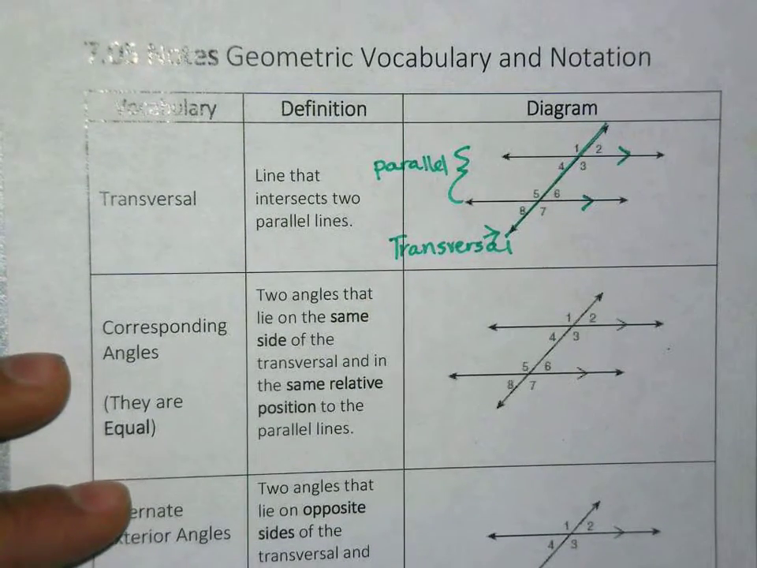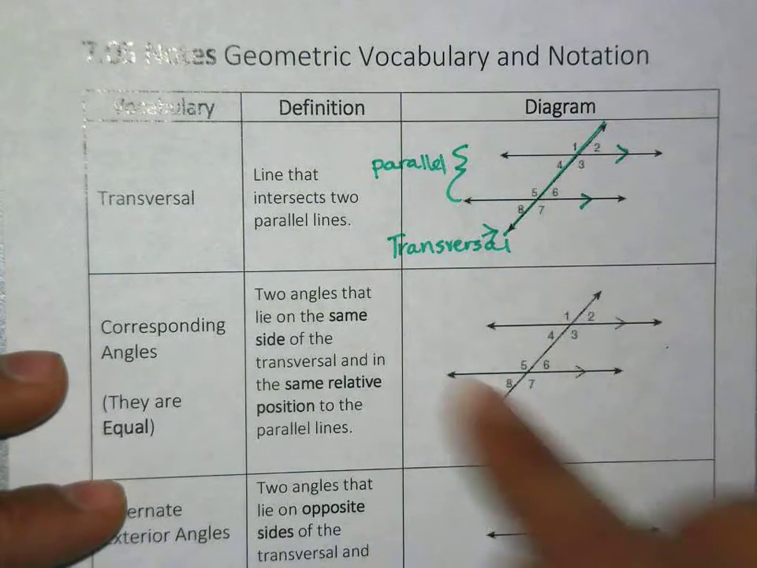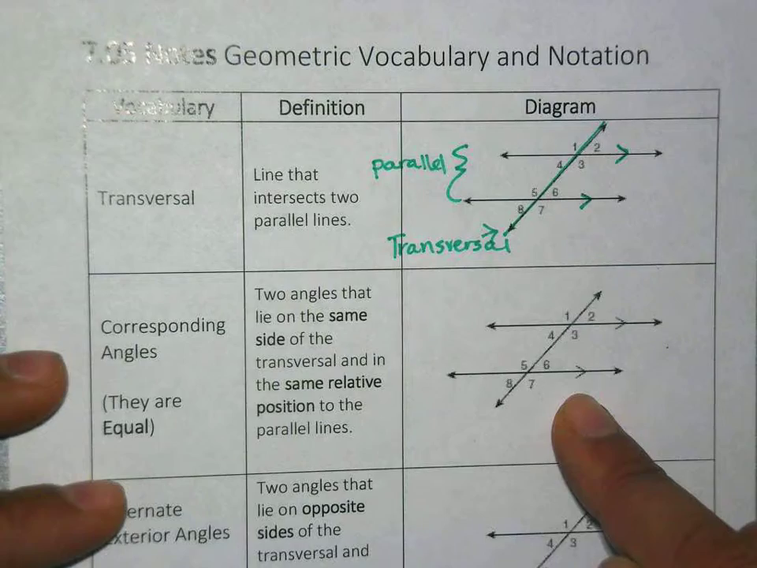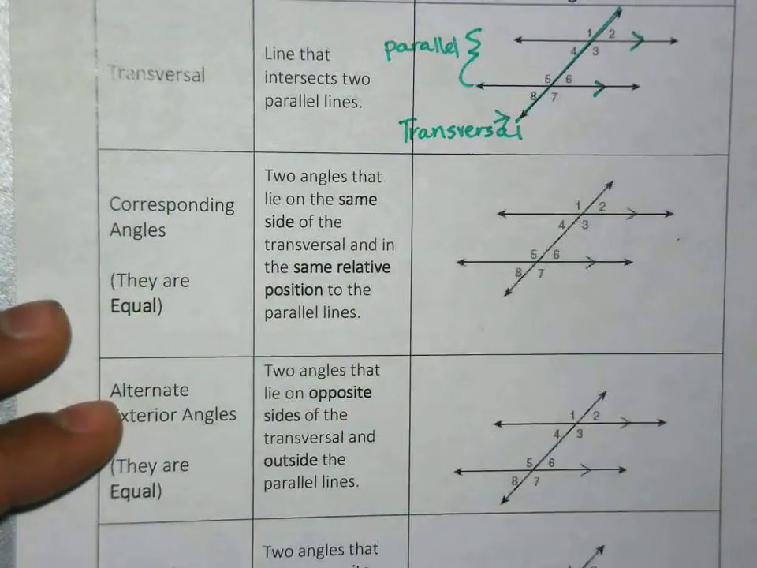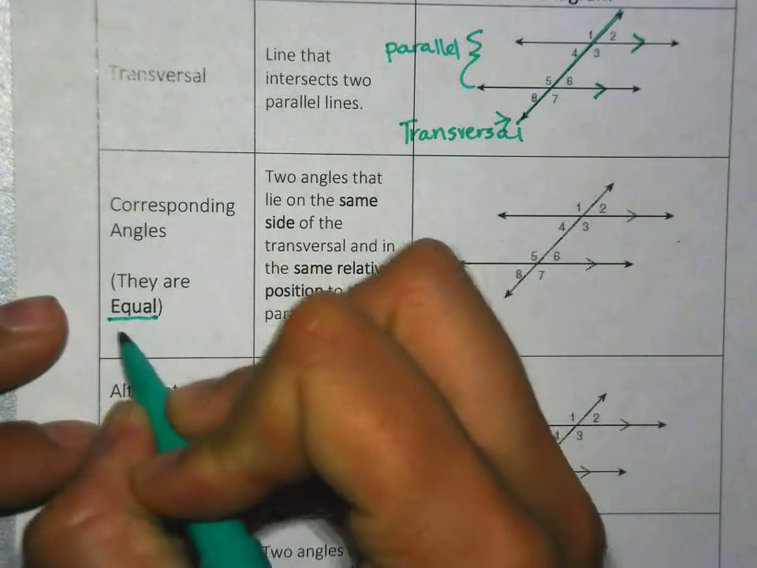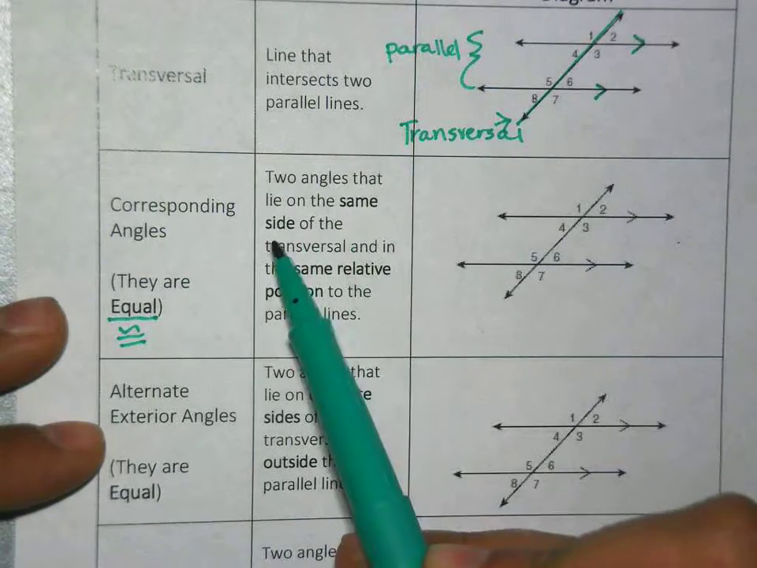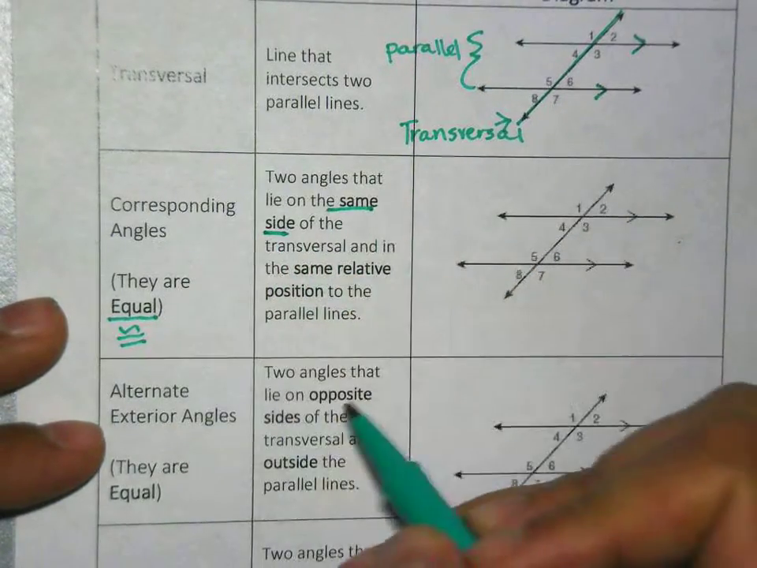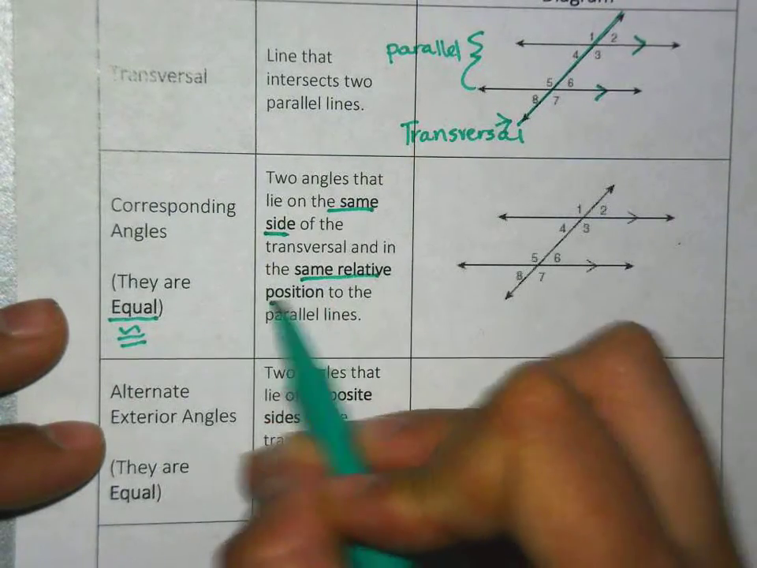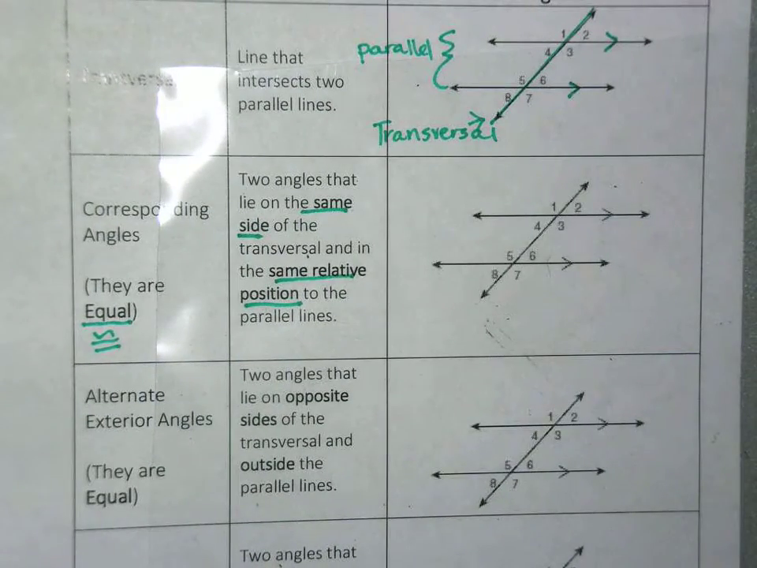So there's 4 types of angles in parallel lines cut by a transversal, and we're going to talk about those 4 right now. The first kind is corresponding angles, and they are equal or congruent. The definition is 2 angles that lie on the same side of the transversal and in the same relative position to the parallel lines. So I'm going to demonstrate what that looks like using my transparency.